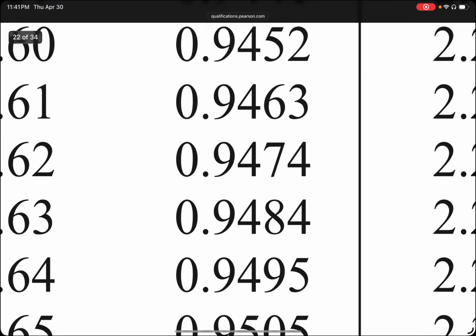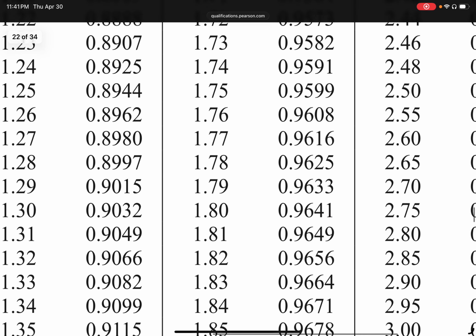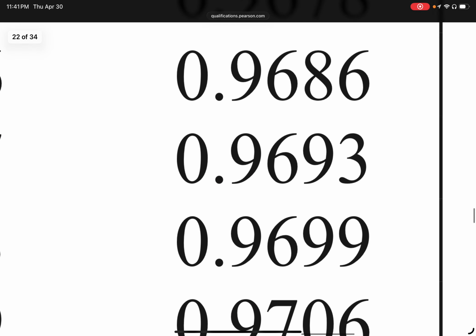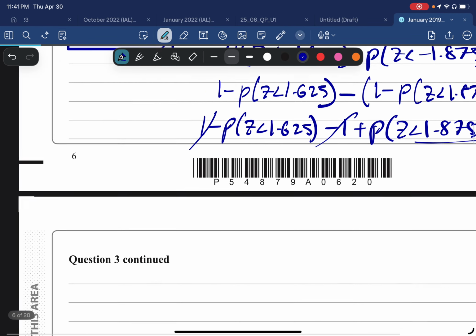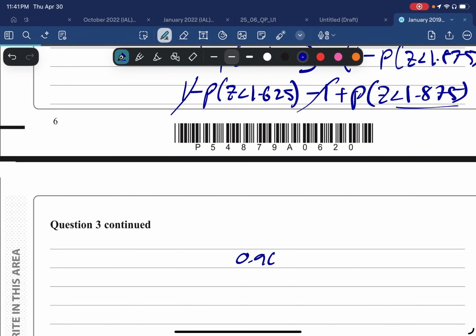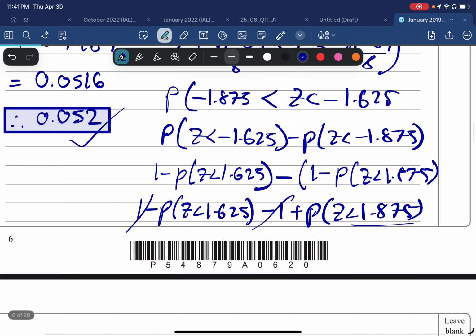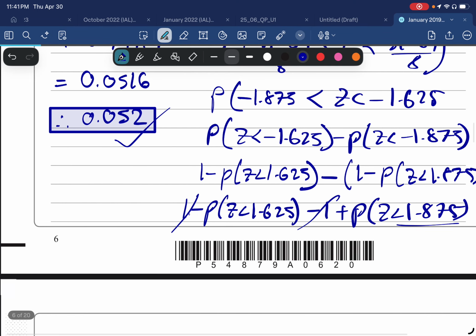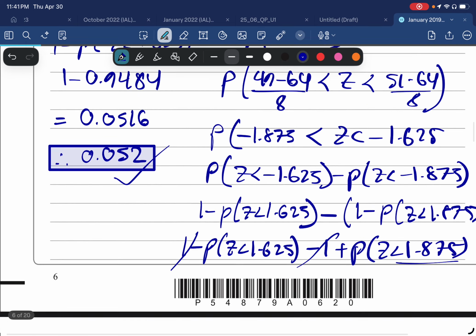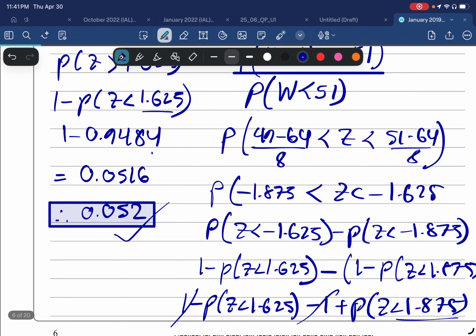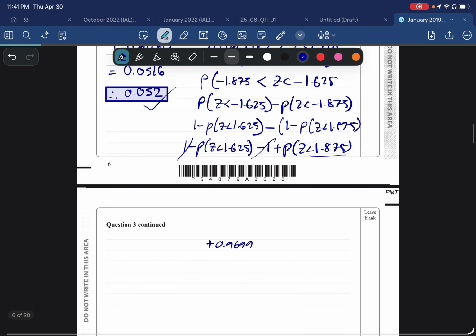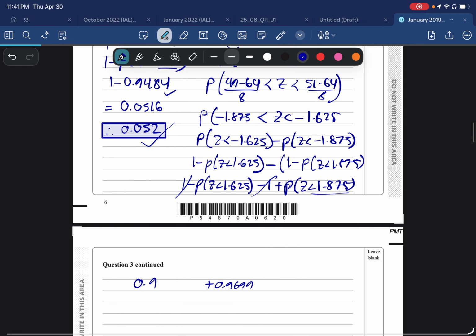So let's go over here. We're looking for probability 1.88, 0.9699. We have to look for the probability. This is minus, isn't it? So we're looking for the probability that is less than, we did find this, right? This was a probability. So we're going to say 0.9484, and that is a subtraction.